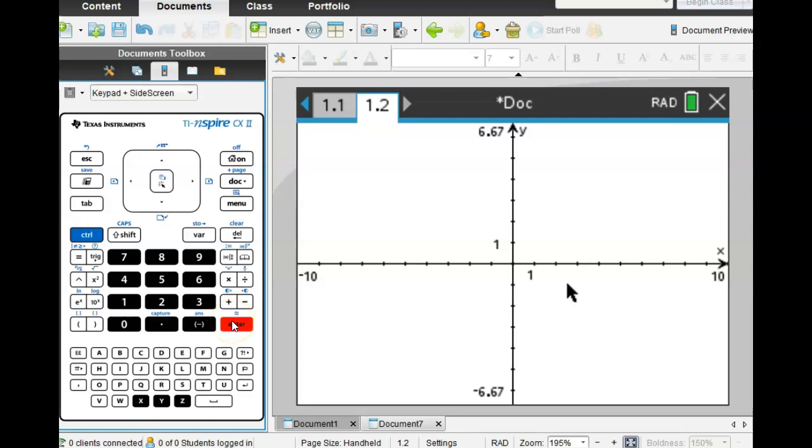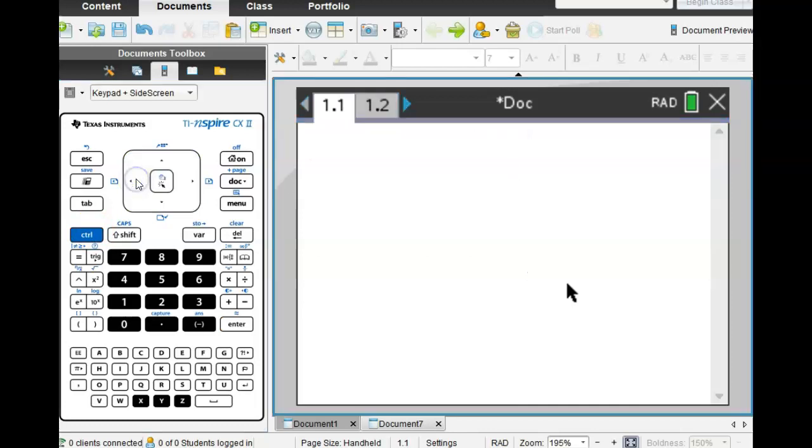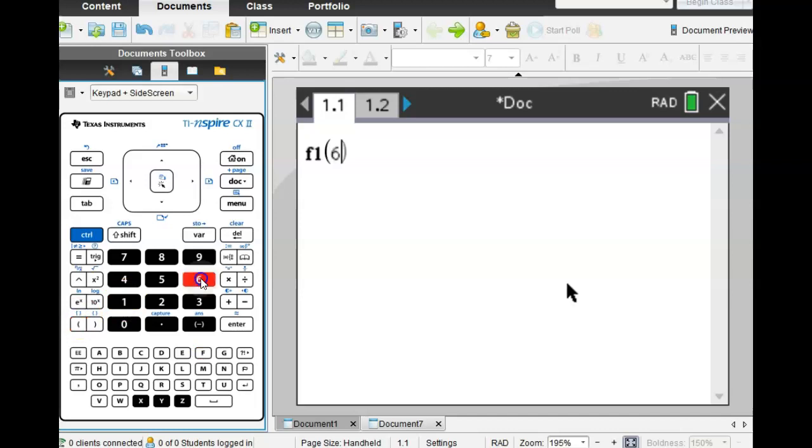Should it be shocking that we can't see anything, right? Because our initial value is 50. Do we care that we can't see anything? No, because the graph isn't really doing much for us here. So I'm going to go back to my calculator screen, and I'm going to do F1 of what? 6.